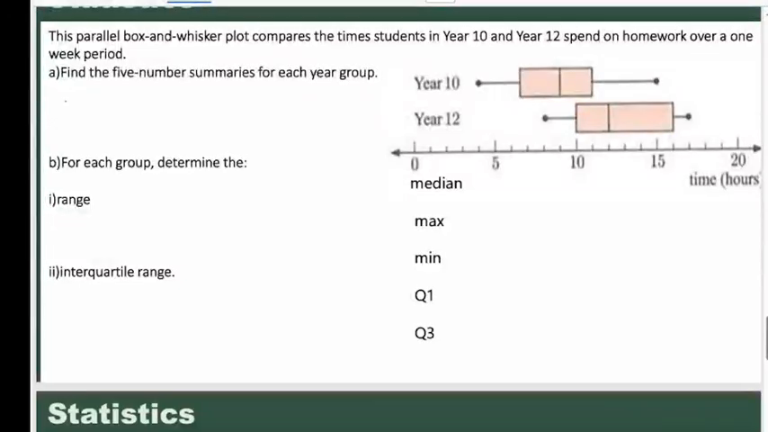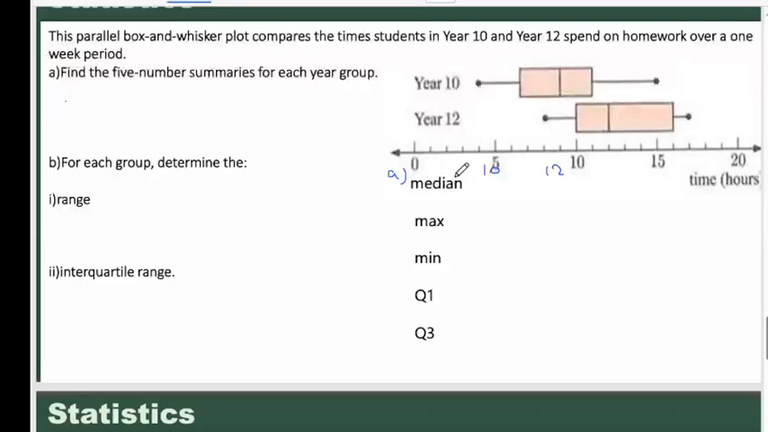Here it says this parallel box and whisker plot compares the time students in year 10 and year 12 spent on homework over a 1 week period. Part A says find a 5 number summary for each year group. Here I write the 5 number summary that we have for 10 year and for 12.